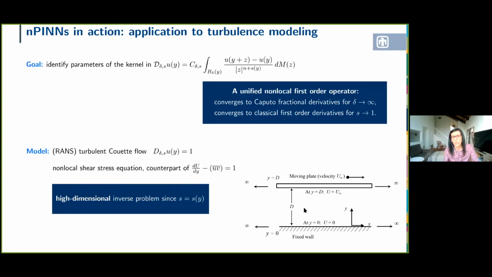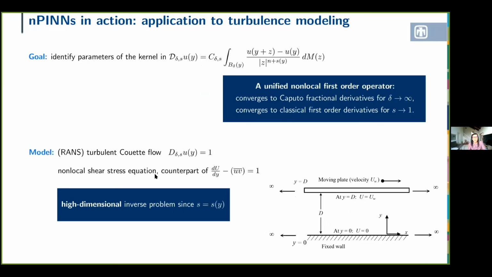You have a flow here, it's wall-bounded turbulence. In this case, you have a moving plate and a fixed wall, and what we're going to look at is the velocity as a function of the distance from the wall. This operator D is similar to the operators that I presented before, but this is not a second order, this is a first order operator that converges, in the spirit of the unified non-local calculus, to a Caputo derivative for delta that goes to infinity, and then to a classical first order derivative for s that goes to 1.